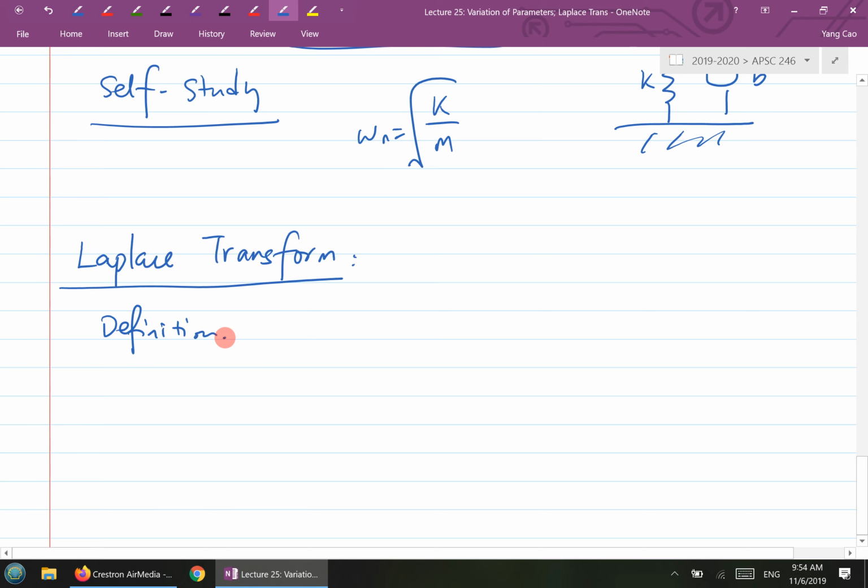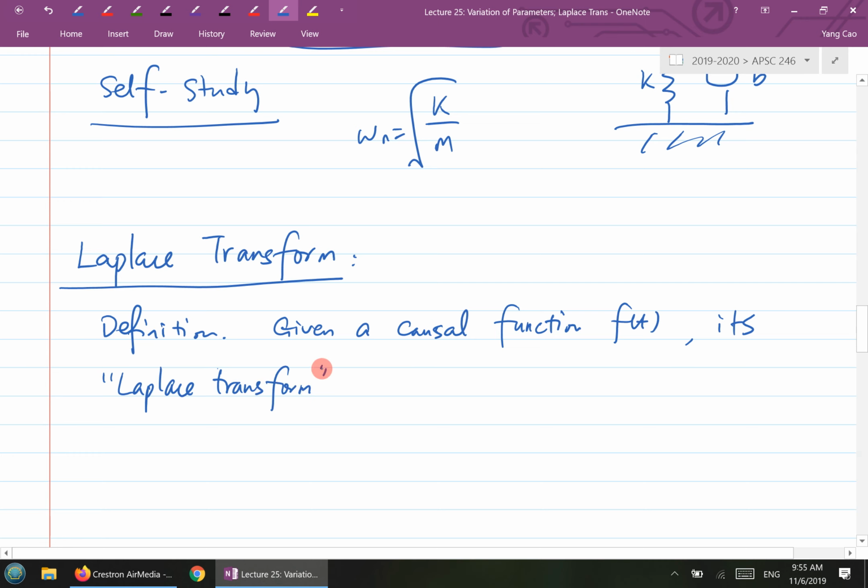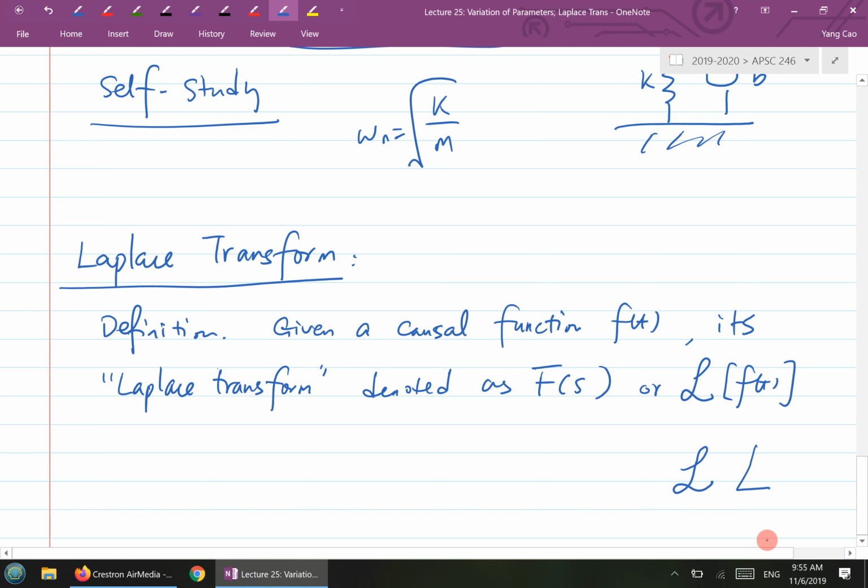Definition. Always start from the definition. Let's say we have a causal function f of t. Then its Laplace transform, we denote it as capital F of s, or with this kind of symbol. I'll write it again. This is basically an L symbol. It's like a Greek letter L, but if you don't like it, you can just write a capital L. That's fine.